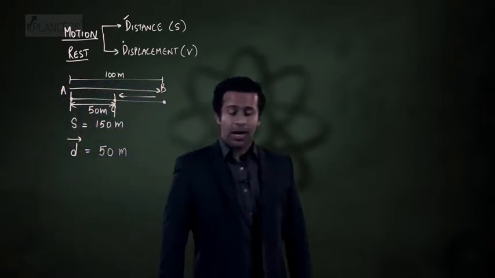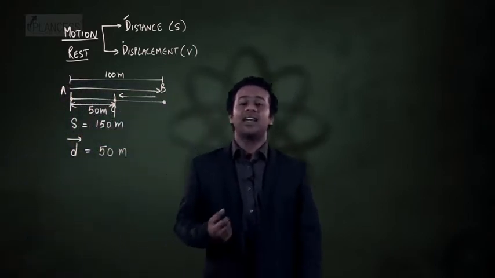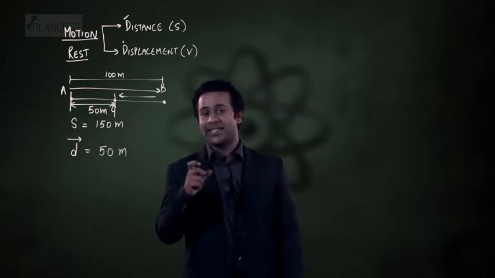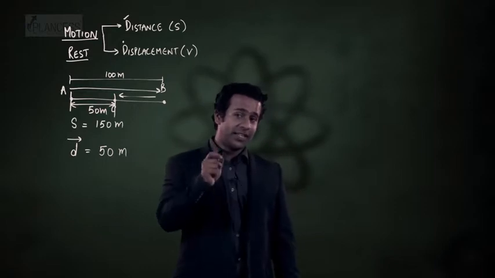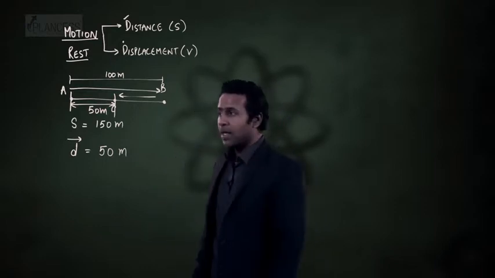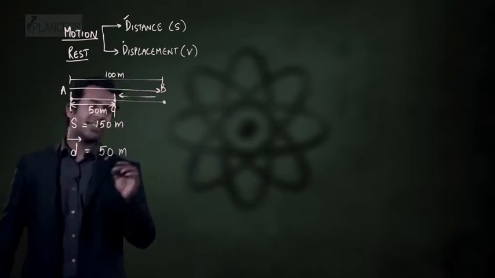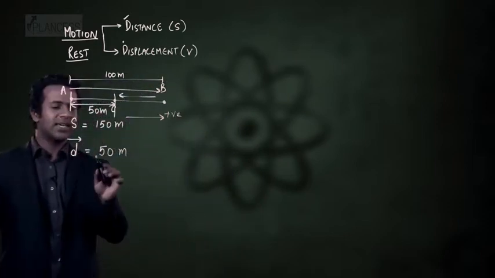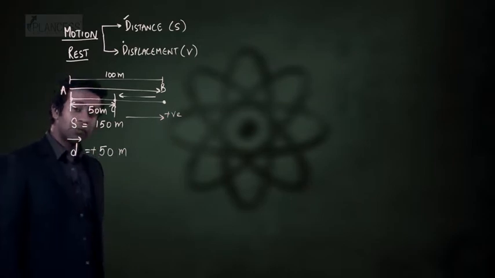Right. Now, if you recall, we had a sign convention for vectors. In that, we had said that the decision is with you which direction you want to take positive. Like in this case, if we had said that this direction is positive, then we can say that the displacement is plus 50.